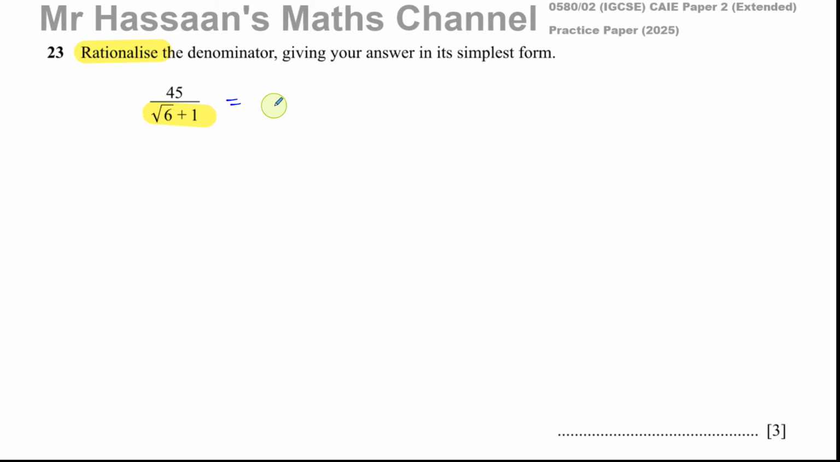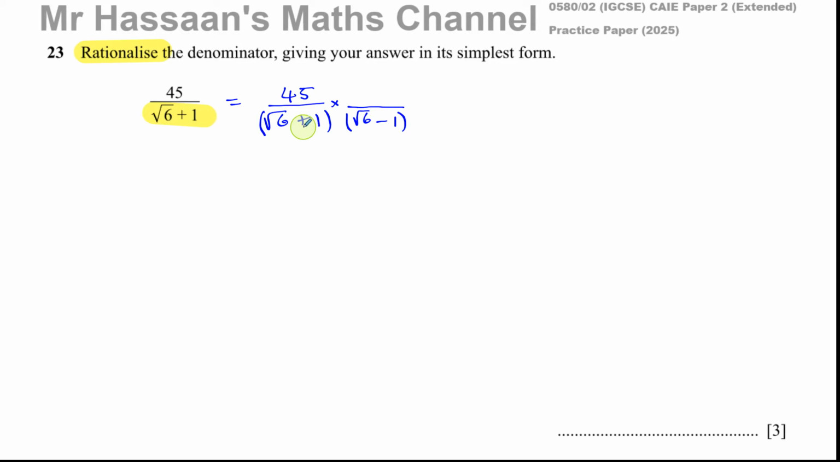So what we're going to do is take this fraction, 45 over root 6 plus 1, and multiply both the denominator and the numerator by something. First, let's think about the denominator. We're going to multiply the denominator by something which will get rid of this root 6, to get rid of the square roots. From the concept of the difference of squares, if I multiply it by root 6 minus 1, which is called its conjugate, then the middle term will be the only thing with a square root in it, because root 6 times root 6 will give you 6.